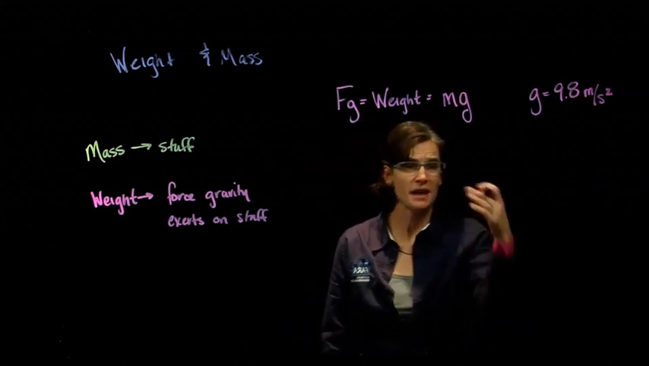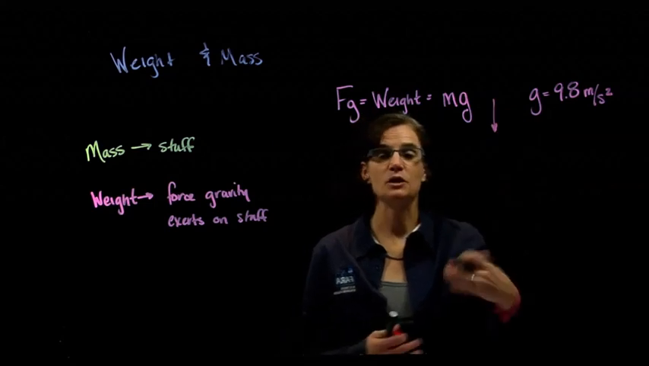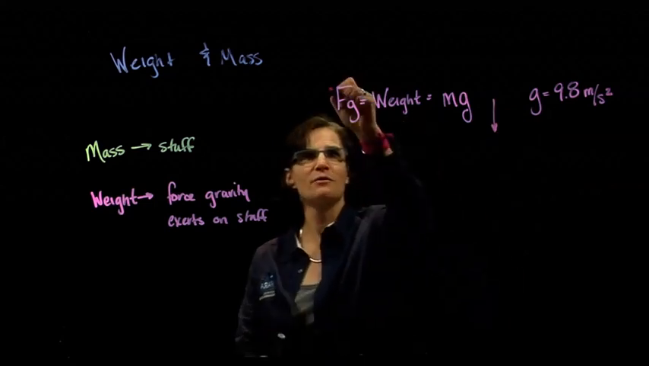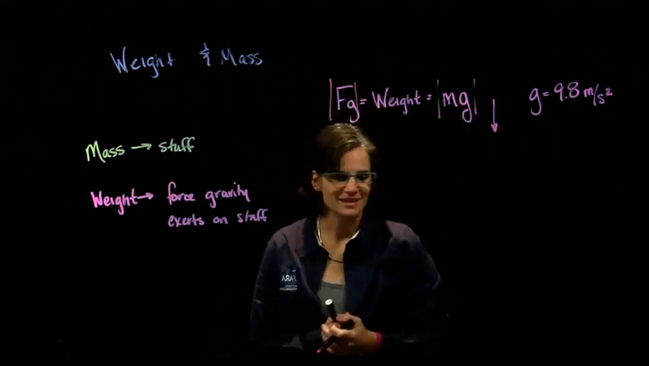We represent that force with an arrow. The direction is defined as down, so we know that that force has a negative direction. The magnitude of that force is equal to mass times gravity.